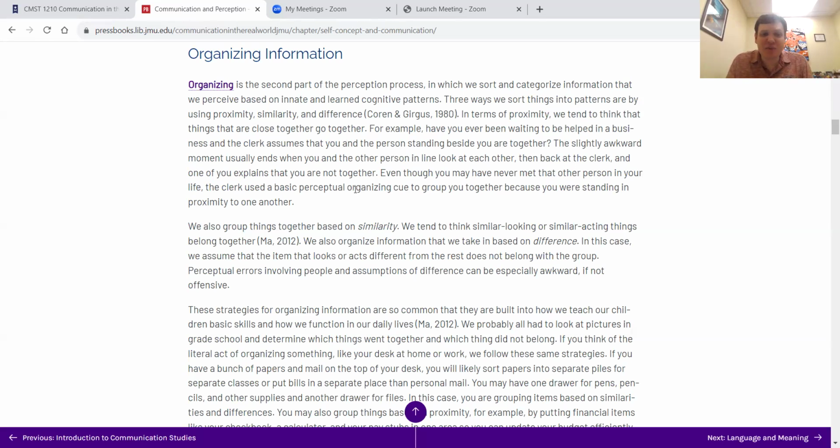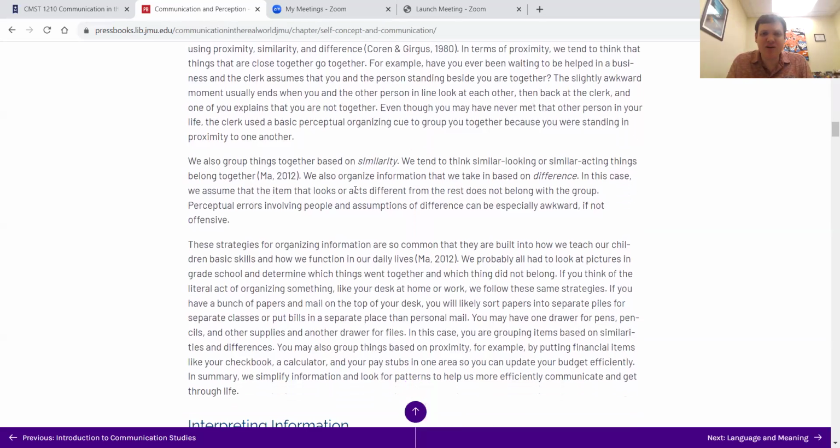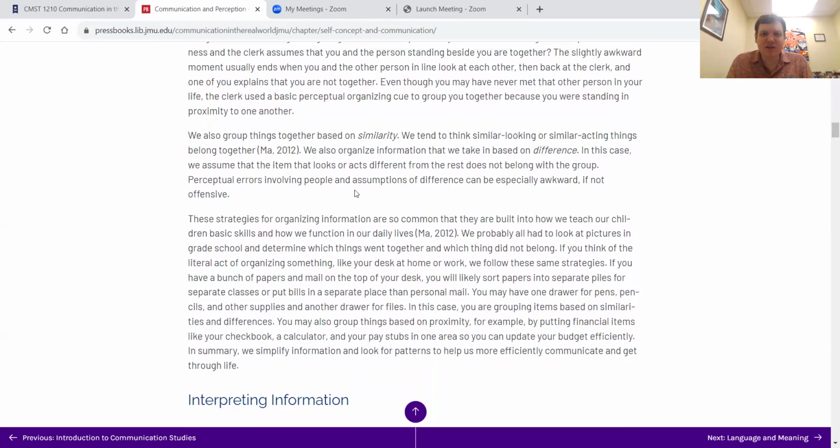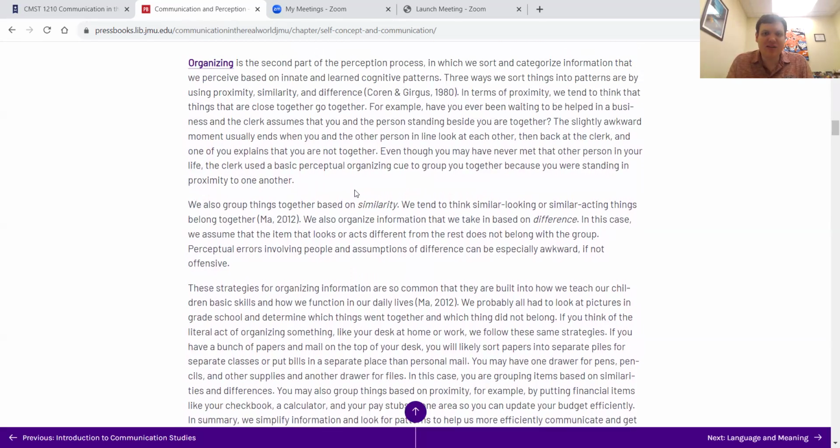The next part is similarity, so we can organize based on similarity. It could be similar looking, similar acting, things that we're grouping together. And again, the opposite of similarity is difference as well. So difference, okay, these things don't look like each other. They don't act like each other. So we're putting them in different categories as well. So there's a lot of ways that we organize information.